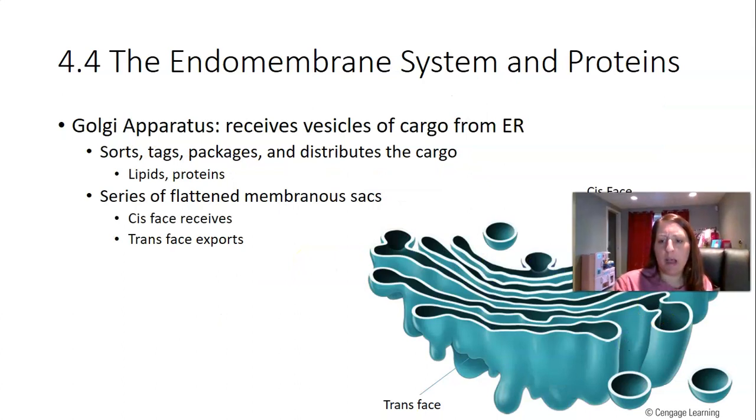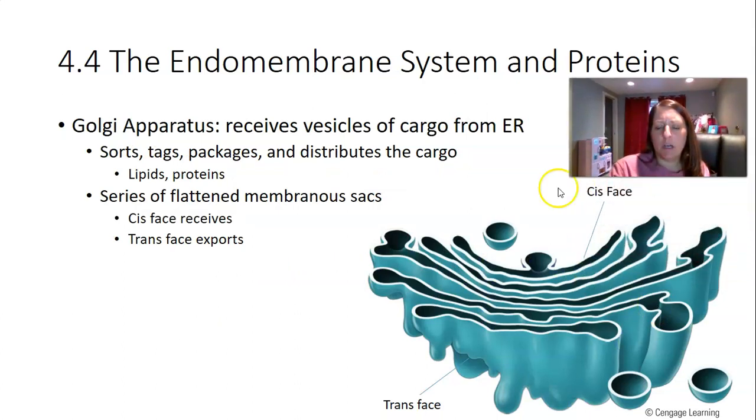Okay, so the next spot that we're going to go to is the Golgi apparatus. And the Golgi apparatus is really connected to the endoplasmic reticulum. The Golgi apparatus is going to receive cargo from the endoplasmic reticulum, like maybe it's going to receive proteins from the rough endoplasmic reticulum, or maybe it will receive carbohydrates or lipids from the smooth endoplasmic reticulum.